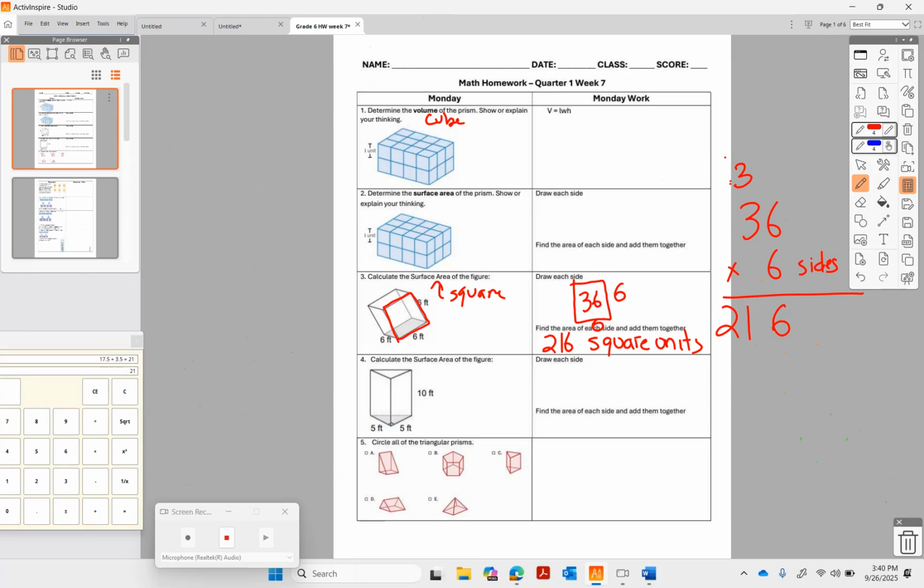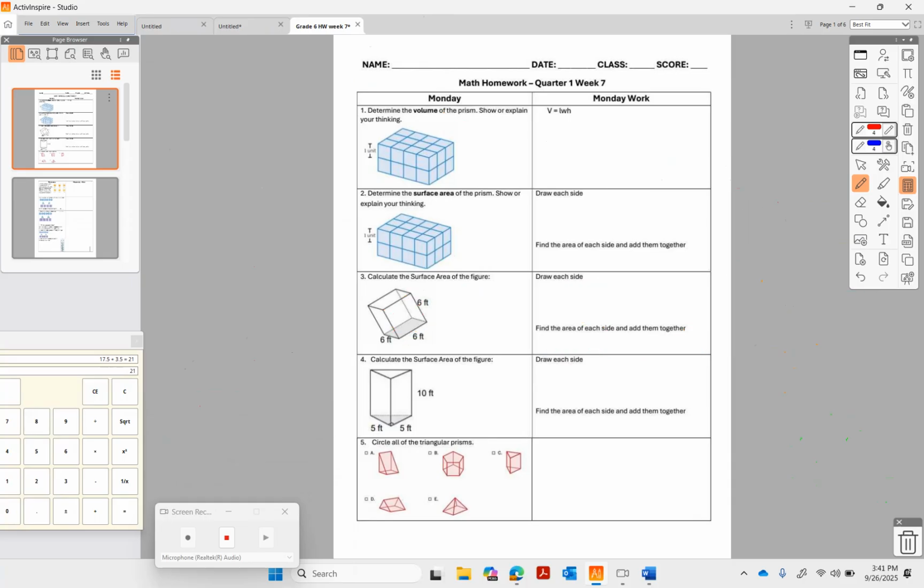Calculate the surface area of the figure. Okay, get rid of these annotations. Okay, draw each side. Let's change the color. There's 2 of these triangles. Okay? Just thinking here for a second. 5 and 5. Okay, this one doesn't really work, but we're going to go with it. Okay, so maybe it's supposed to work. Okay, this doesn't work geometrically, but okay.